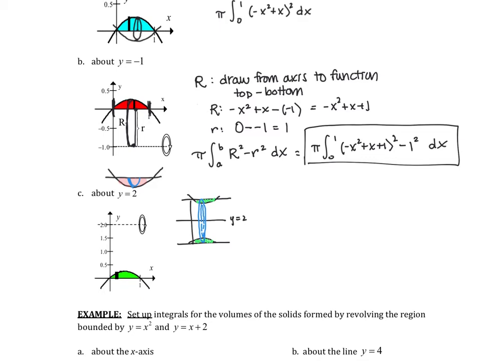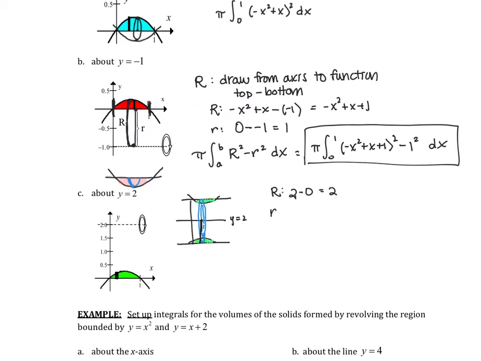Okay, so the first thing we want to identify on these is the outside radius, the capital R. Remember, we have to start with the original function, and we're drawing it from the axis of rotation to the function. So the axis of rotation takes me down here. And so my axis of rotation is 2. The outside part of that function is the line y equals 0. So my outside radius is going to be 2 minus 0, or 2.